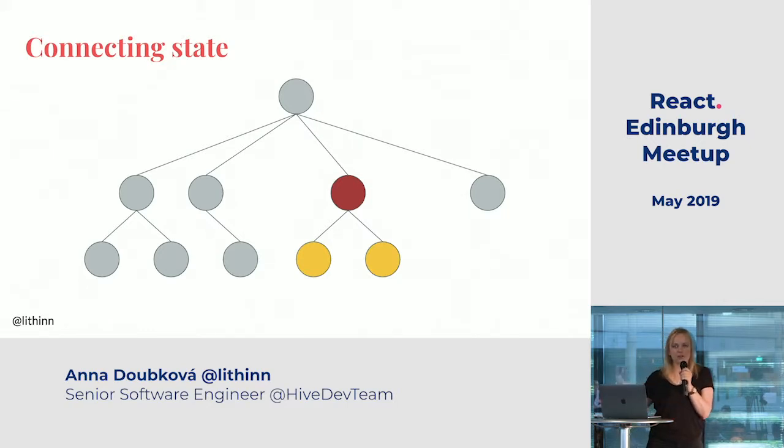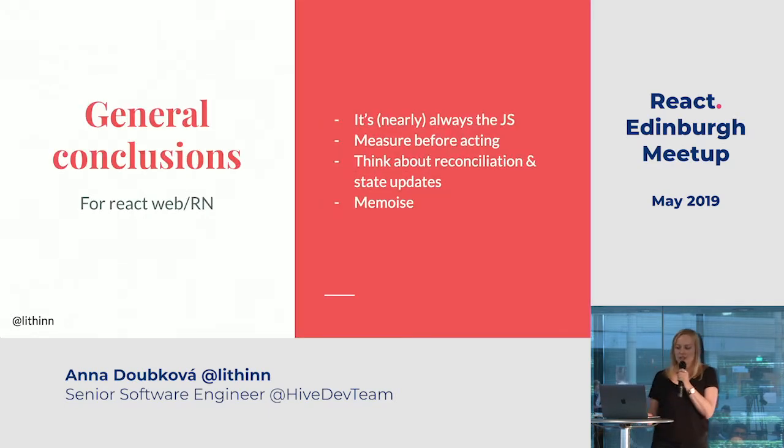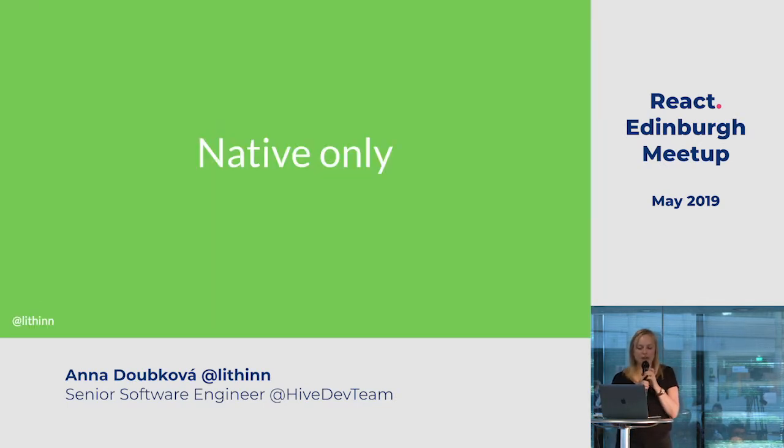So as you can see, practically all of this was just JavaScript, and those were our main wins in our React Native application actually running. It wasn't anything to do with animation or navigation or anything like that. Everything was just about the way we write React, and we thought we knew how to do it, but we learned the hard way that there were a lot of things still to learn. So the general conclusions are: it's nearly always the JavaScript, always measure before you act. That's the one thing that I should have listened to myself before this week. I'll get to it in a bit. Always think about how React reconciles things and how you do state updates, and memoize selectors as much as you can. That was the React bit.